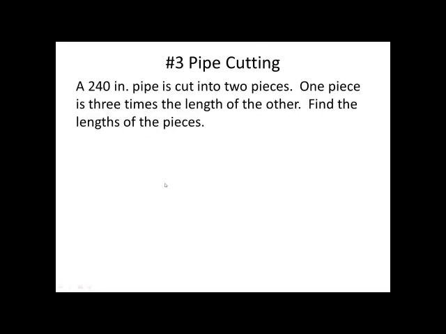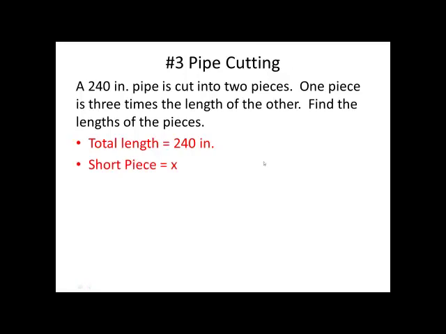It says that we have a 240-inch pipe that is cut into two pieces. One piece is 3 times the length of the other piece. That's some key information there. Find the lengths of the two pieces. All right. So we know that the total length of the pipe is 240 inches.